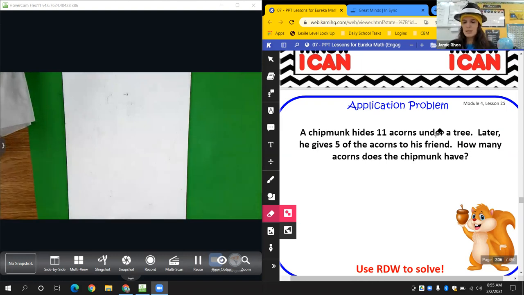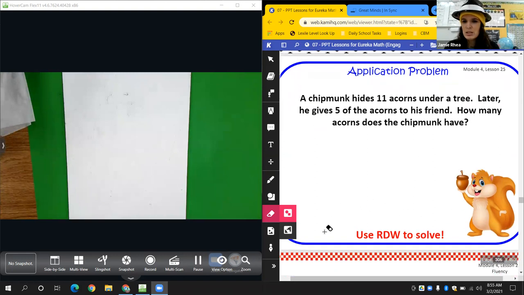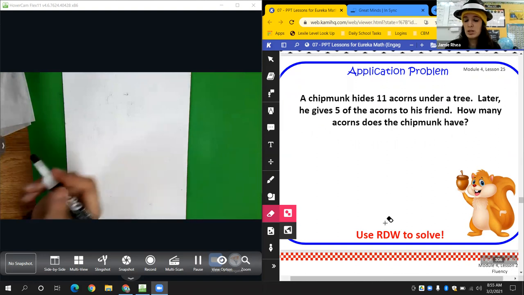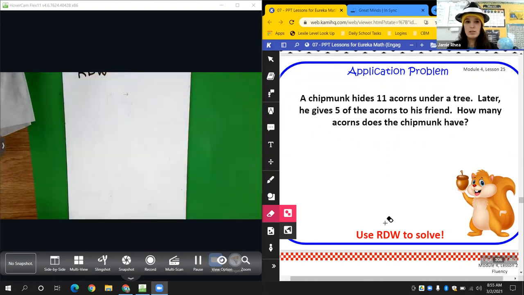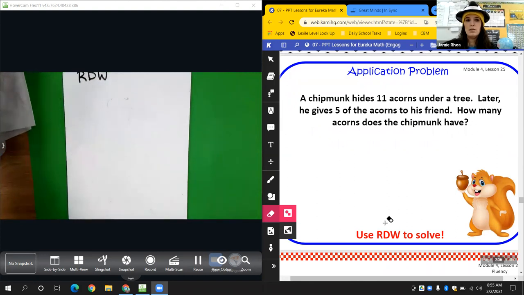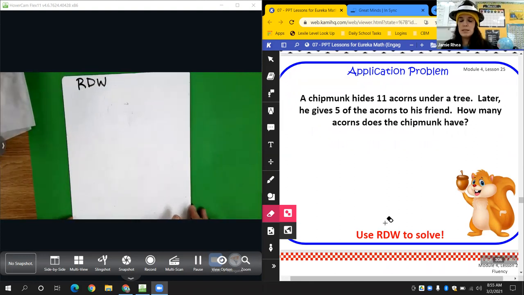All right, friends. Look at the bottom. It says use RDW to solve. We have to read, draw, and write. Read, draw, and write. Let's see if we can do all three of those. A chipmunk hides 11 acorns under a tree. Later, he gives 5 of the acorns to his friend. How many acorns does the chipmunk have?